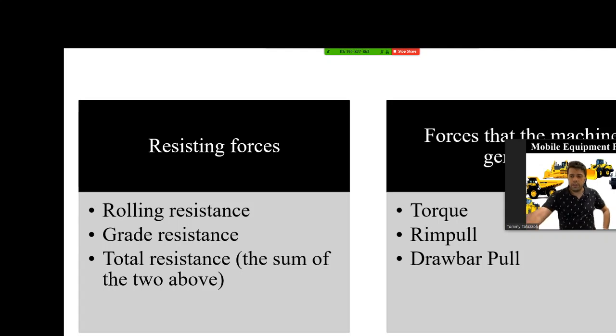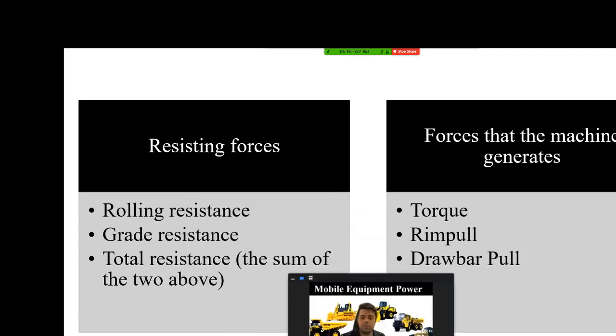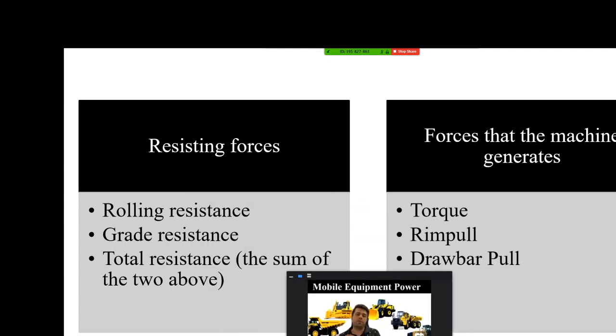On the other side, we will have the forces that the machine generates. So the machine generates torque, rim pull and drawbar pull that we discussed in part 3 of this chapter. So obviously, to make the machine move, the forces that are generated by the machine should overcome the resisting forces, and only then can the machine move.